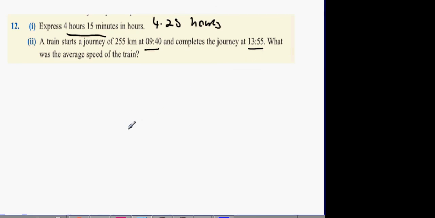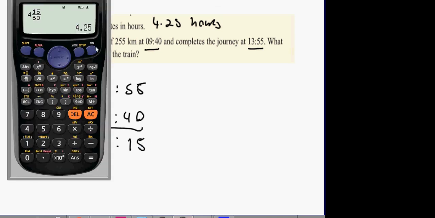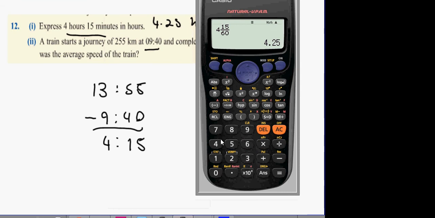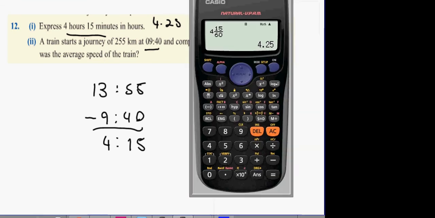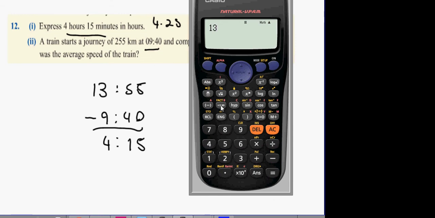Now I have a really good way of doing time on the calculator. I'll show you 2 different ways. The first way is like this. 13 hours 55 minutes minus 9 hours 40 minutes. You get 15 minutes here, and 13 minus 9 is 4. 4 hours 15 minutes. I can also do it like this, and this really eliminates any simple errors, and these errors do happen. 13 hours 55 minutes minus 9 hours 40 minutes. Press that button there, and it'll do it for you. 4 hours 15 minutes. So that's a backup.